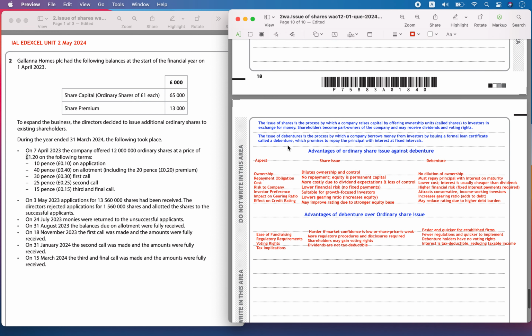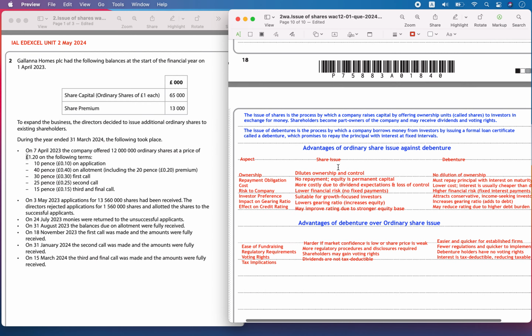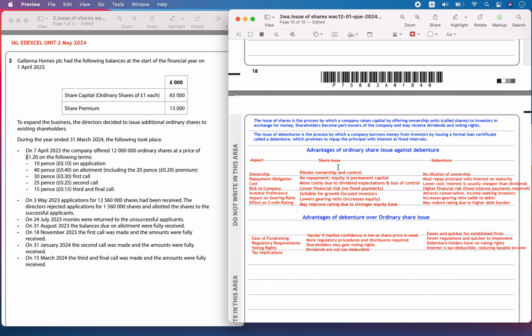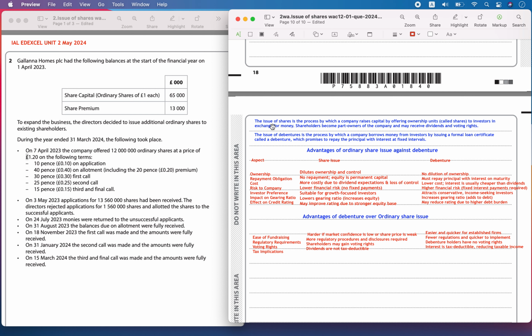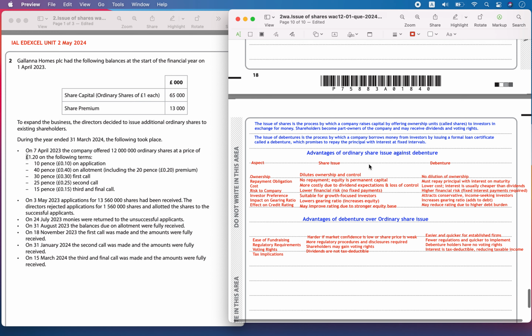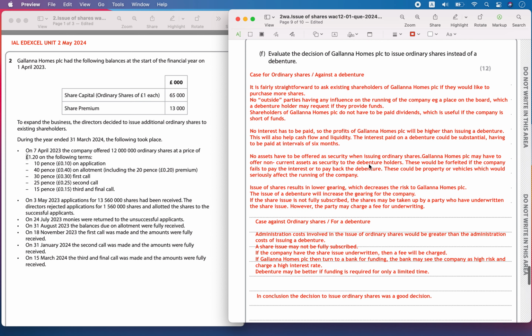For this, you should know the difference between an ordinary share and the issue of a debenture. Each has its own advantage and disadvantage. You can take a screenshot of this. I have made a table here. You should understand what is meant by issue of shares, what is meant by debenture, the advantage of issuing an ordinary share as compared to a debenture, and the advantage of issuing a debenture over an ordinary share for the company. Both are different ways of raising capital in the company.